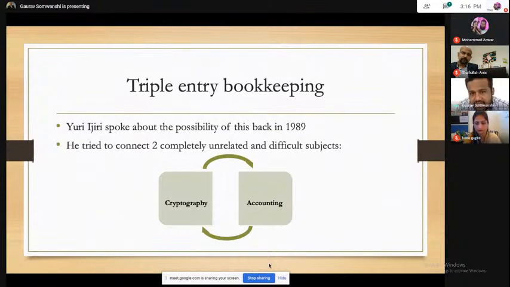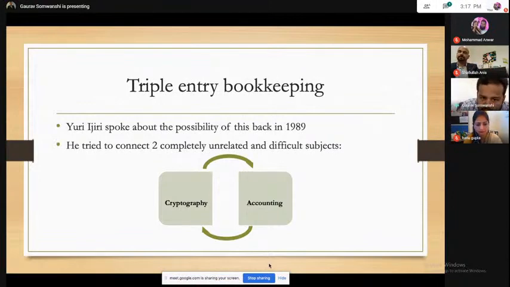So in 1989, there was just an idea. Now, 1989 is even before the birth of emails and everything. Forget blockchain. So there was a scientist, Yuri Ejiri. He was a chartered accountant. He said, what if we could combine the concepts of cryptography? Cryptography is basically using mathematics to encode your data.